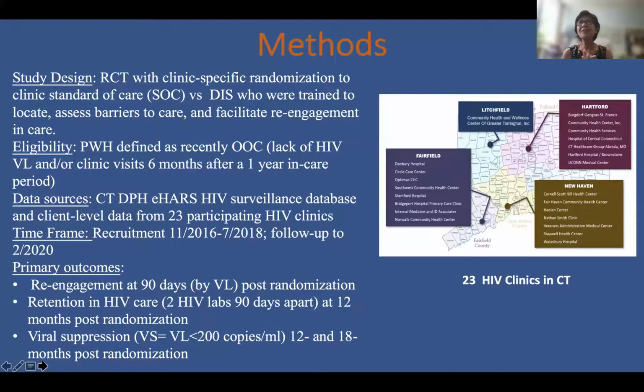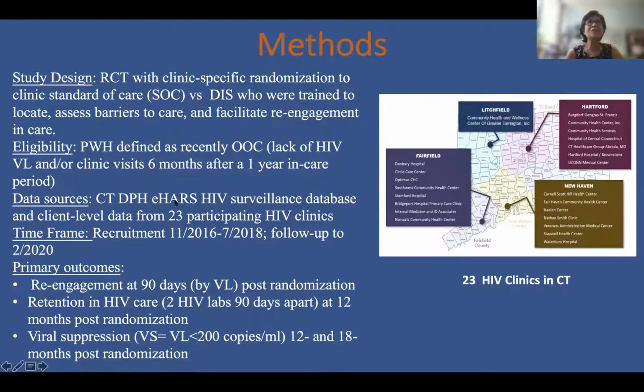Okay, so this is our methodology. Here on the right is really our clinics. Many of you are familiar with these different clinics. There were 23 HIV clinics in Connecticut. And the study design was a randomized controlled trial. Within each clinic, we would randomize to either the clinic standard of care, which is what the clinic already does for these people who are defined as out of care, versus the DIS. These are trained field epidemiologists. They're trained in the health department, and they were trained to facilitate re-engagement in care.